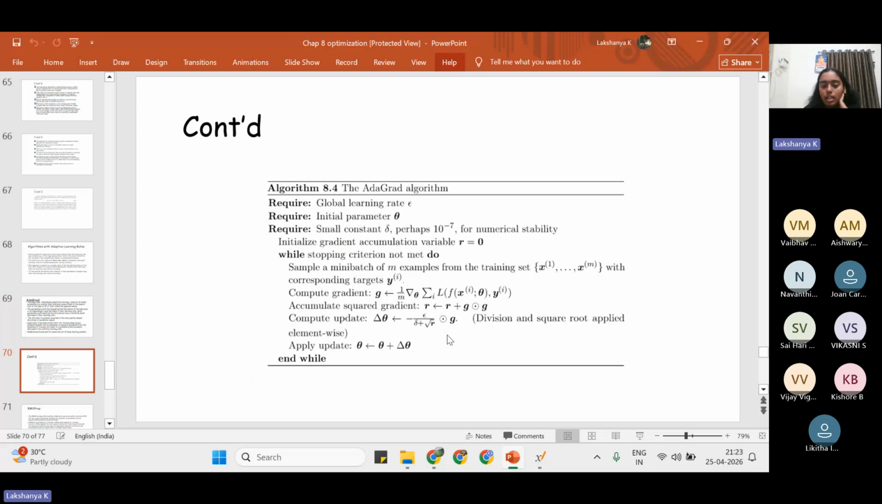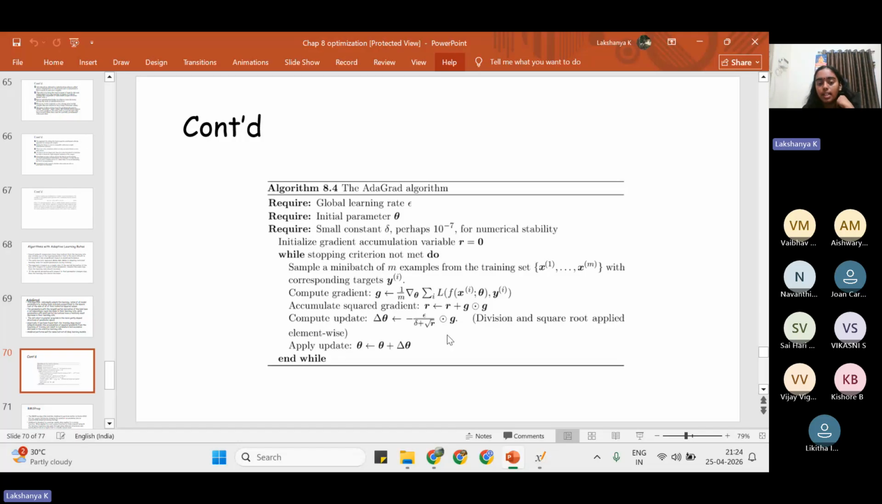So again, you have your samples, you do the forward pass, you compute the gradient. This is the same story. And then you're going to accumulate the squared gradient: R is equal to R plus G squared. And then your parameter weight is going to be updated as del theta is equal to minus epsilon divided by delta plus root R, into G. Before I go to that expression, let's look at the last expression on the page.